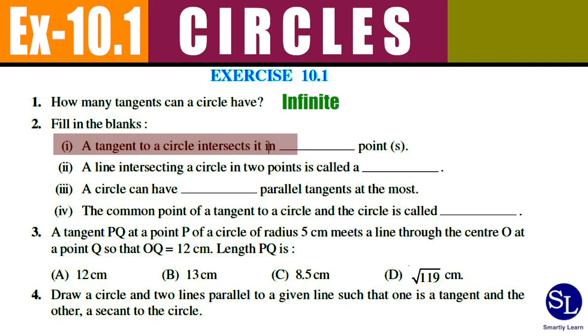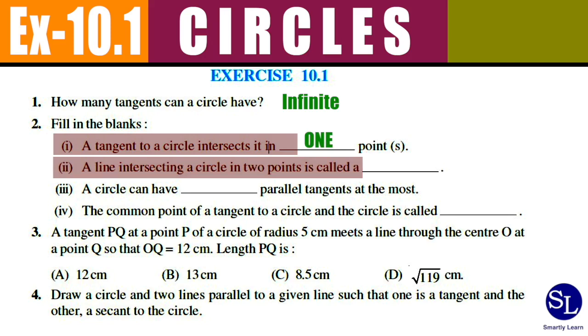Now the second question is a fill in the blanks. A tangent to a circle intersects it in dash points. A tangent is defined as a line that intersects the circle exactly at one point. So the answer to the first subdivision in question 2 is 1 point.